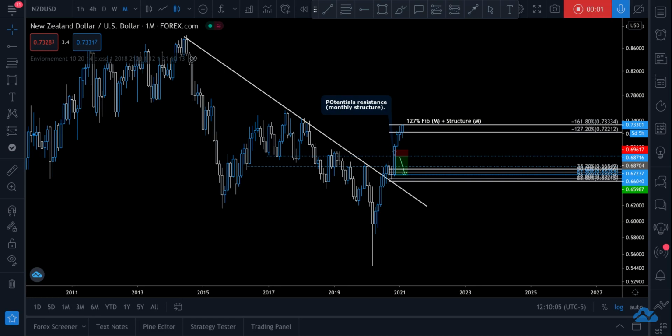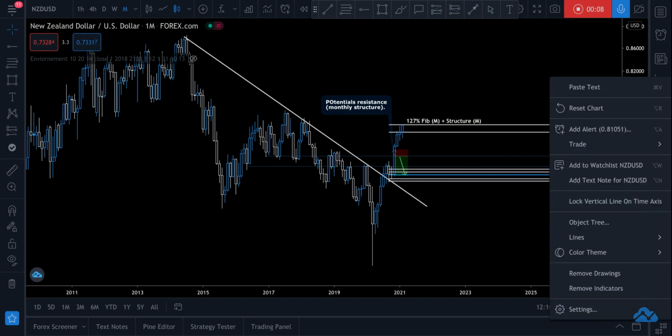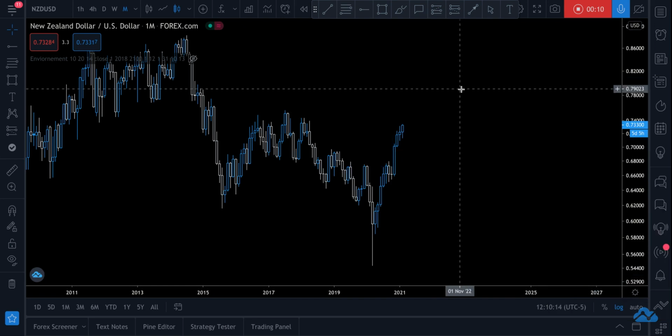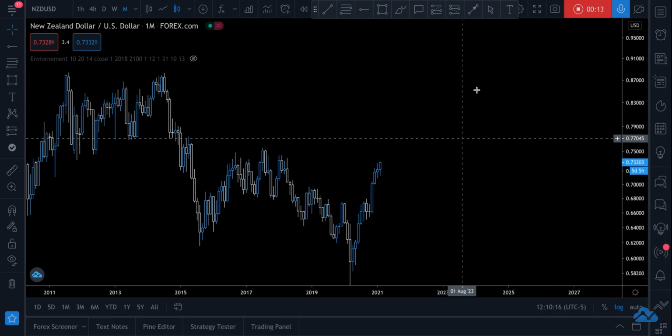What's going on, everyone? Welcome back to this multi-time frame forecast. We're going to be going over New Zealand dollar, US dollar. And what I'm going to do is I'm actually going to remove all of our drawings and we're going to start from scratch on this particular pair.